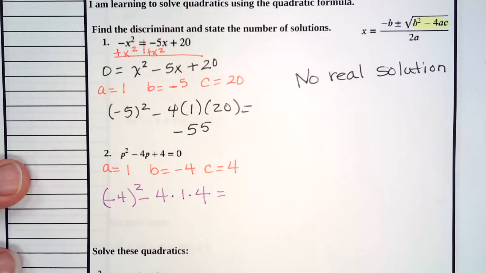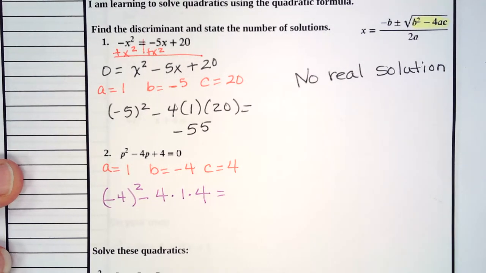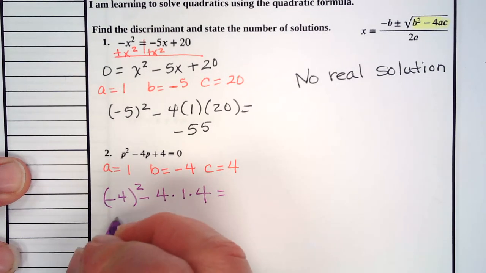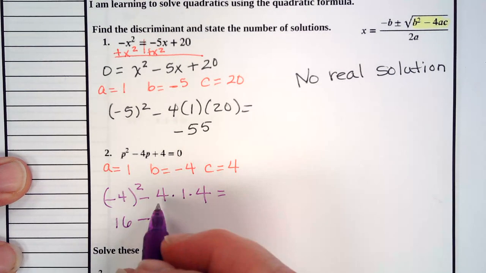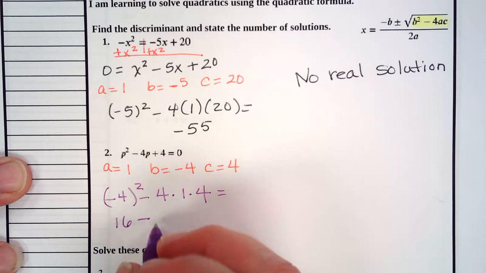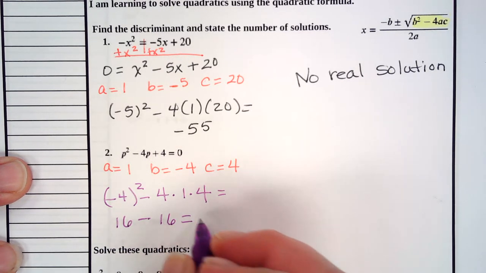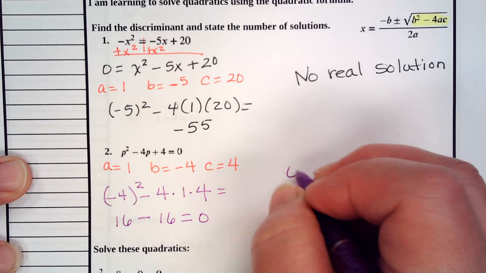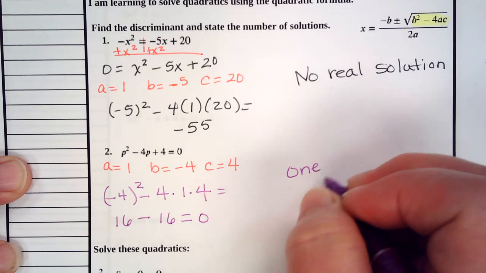Okay, in this case, it's just as quick for me to do it in my head as to get the calculator out. Negative 4 squared is positive 16, minus 4 times 1 times 4 is 16. 16 minus 16 is 0. How many solutions? One solution.